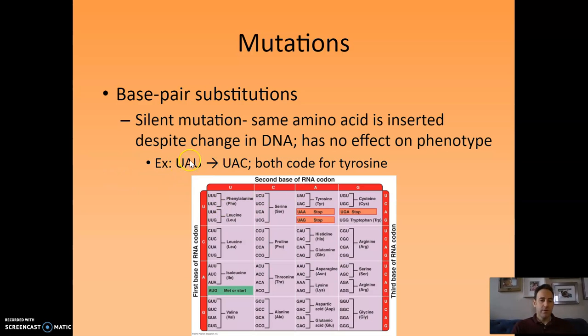So an example, let's suppose you have UAC or UAU, and then due to either an error during DNA replication or maybe some mutagen, that UAU is turned into UAC. Well, if you look at UAU, that codes for tyrosine. If you look at UAC, that also codes for tyrosine. So even though there's a mutation, it hasn't affected the phenotype, and so we say it's a silent mutation.